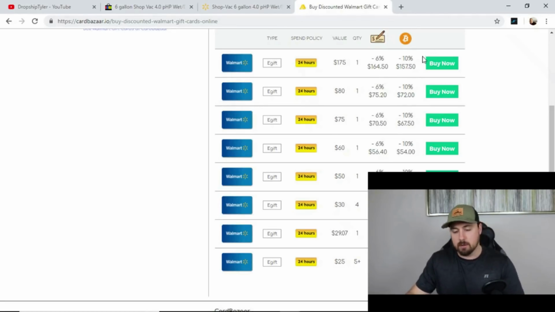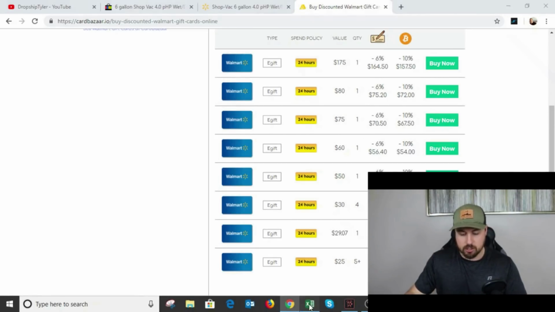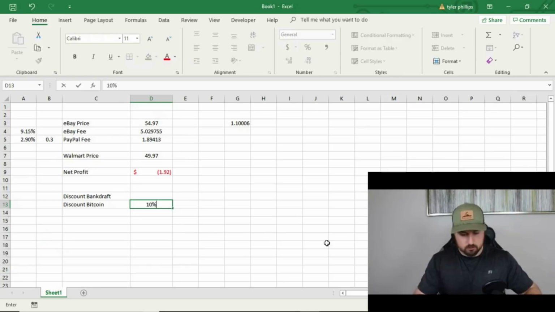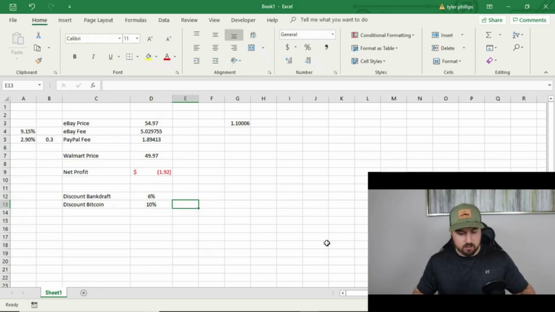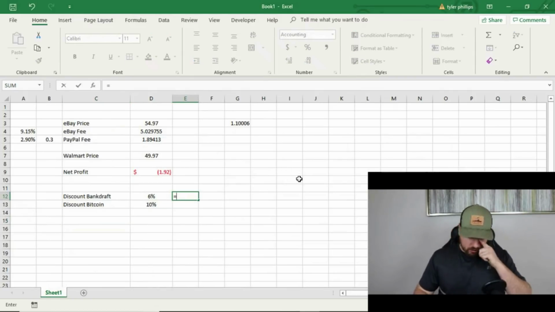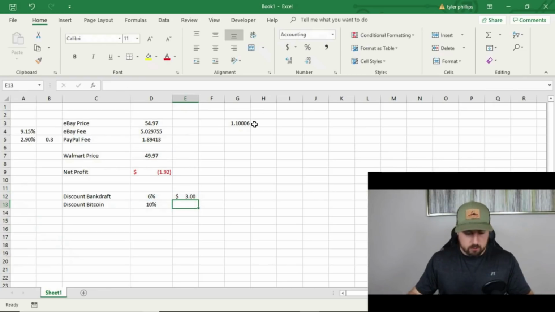So you can assume that most of the people on eBay are getting the 10%, but the 6% is still fine for this. And we'll do both for this example. So I'm going to go back into my spreadsheet. So here, 10%, like we showed, 6% with the bank draft. So now let's make a formula and show you guys exactly how much of a discount you're getting when you use Card Bazaar. So you're getting a $3 discount there, and you are getting a $5 discount with the 10%.